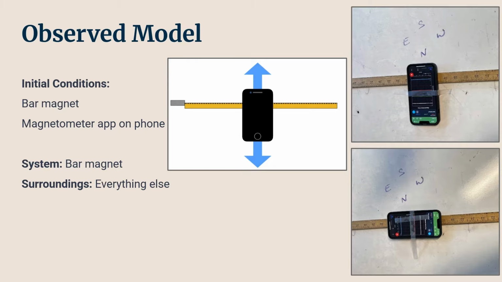So in our observed model, we have our initial conditions of the bar magnet and the magnetometer app on our phone. The system is the bar magnet and the surroundings is everything else. First, we oriented the phone so it's vertically perpendicular to the ruler with the bar magnet on one end of the ruler, to see which position of the phone has the strongest magnetic field. Then the same is done but horizontally perpendicular to the ruler. We use pieces of tape to mark the maximum y component and the minimum x component.